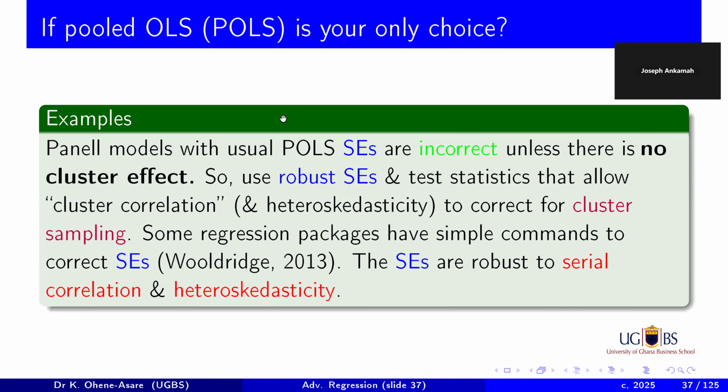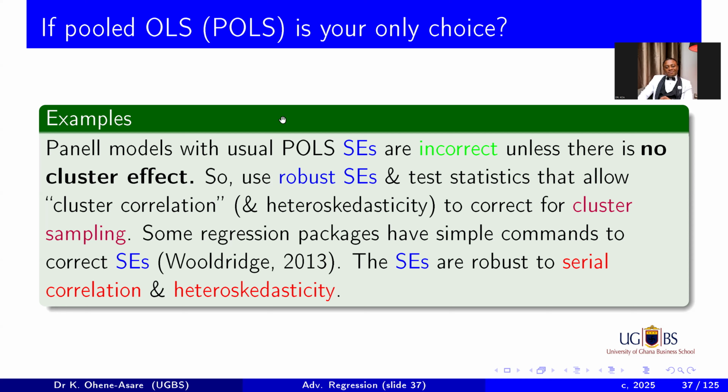Now, if crude oil is all you got to do, if crude oil is your only thing, in panel models with usual crude oils, there's a problem. If you're going to use a crude oils, you're going to have a problem. But if it is your only thing, then you have to solve the standard errors. Because the moment you use OLS or crude oils, which is the same thing by the way, the standard errors are going to be wrong. They're going to be biased.